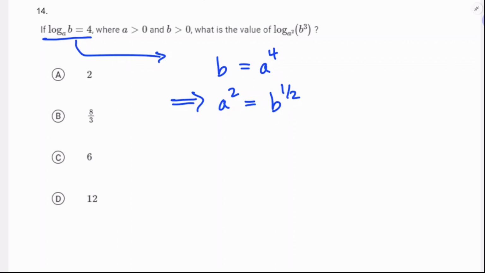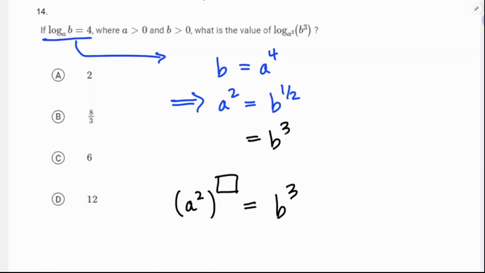Okay? And the log base a squared of b cubed is basically saying what exponent do I put on a squared to get b to the 3rd? So basically I'm going to need to get b cubed. What exponent am I going to put on both sides to turn that 1/2 into a 3? I'm going to be multiplying, and I think it's going to be 6. So right in here, that's going to be 6. And so as a result, log base a squared of b cubed is that special exponent I put on a squared to get b cubed, and that's going to be 6.